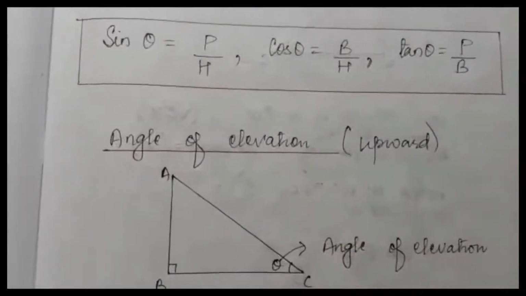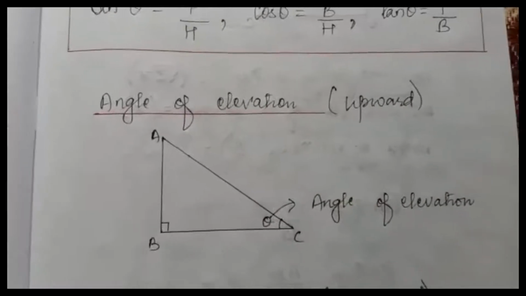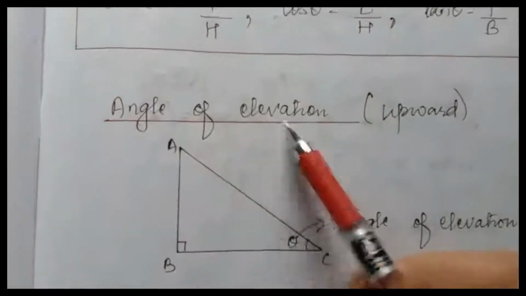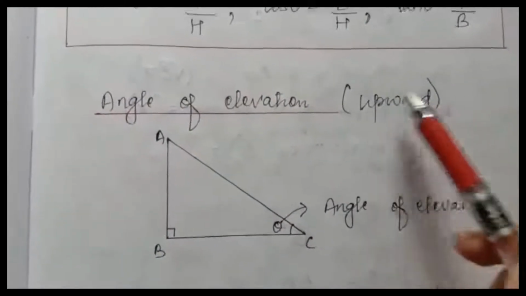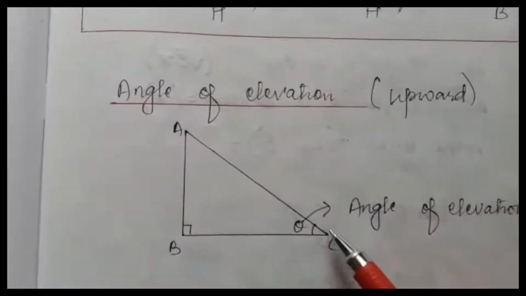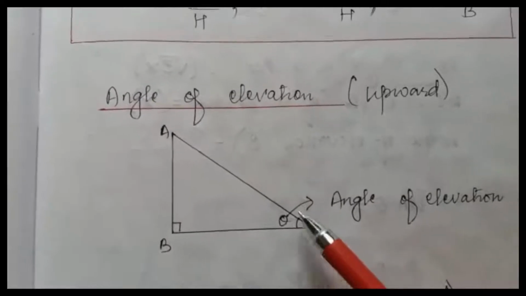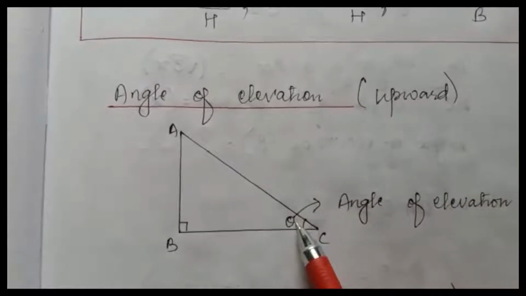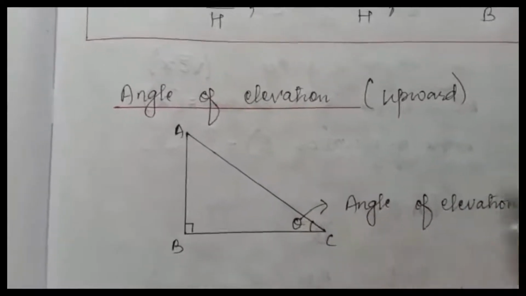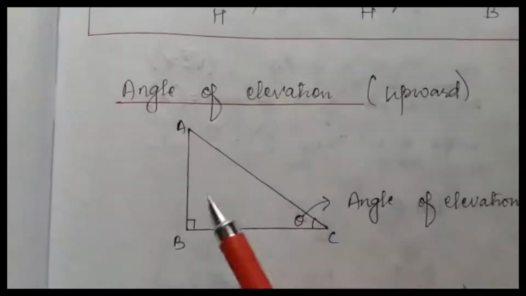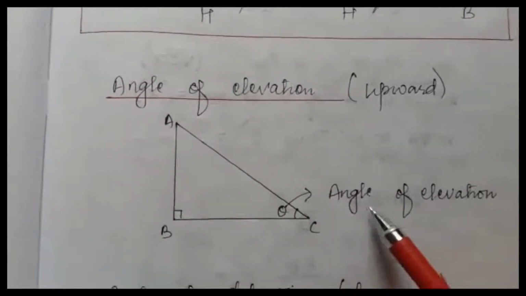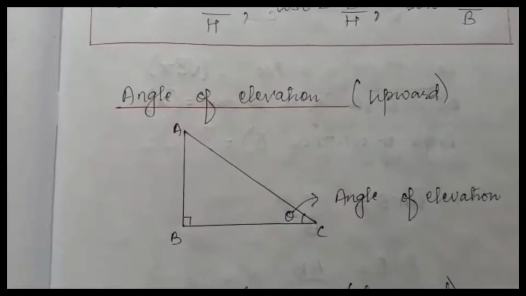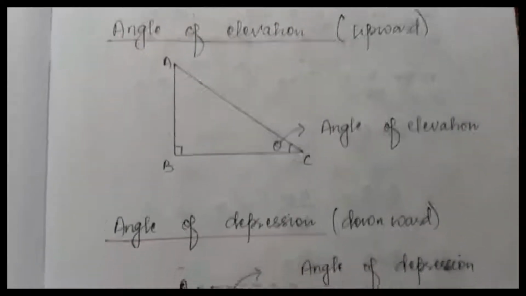So here you'll get angle of elevation and angle of depression in questions. What do you mean by angle of elevation? Upward. Here I have written upward. It means suppose you are standing here, okay, and you observe something in the upward direction, then the angle made between your eyes and this horizontal line is called the angle of elevation. So when we see in the upward direction, that angle is called angle of elevation.